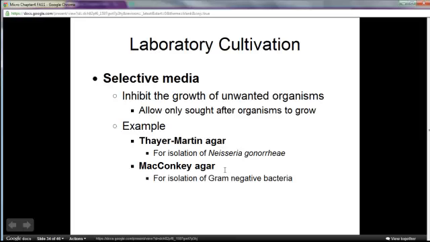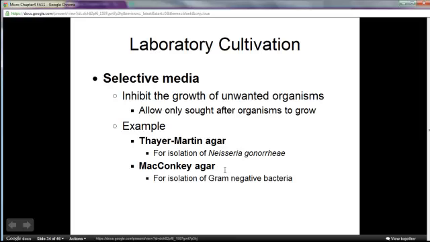So for instance, in Thayer-Martin agar, you can use this to isolate a particular STD-causing bacterium known as Neisseria gonorrhoeae. So again, if you have a patient with an STD, and you collect a pap smear sample, let's say, and you want to figure out what exact type of STD this is, well, you could take your sample, grow it up on this Thayer-Martin agar, and if there is growth, that's pretty good evidence that the person has gonorrhea. If you don't see anything growing, then it's likely some other disease-causing pathogen.